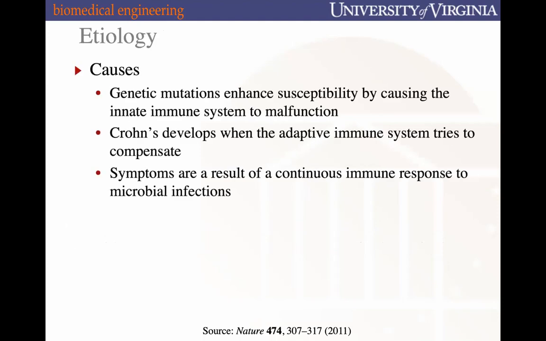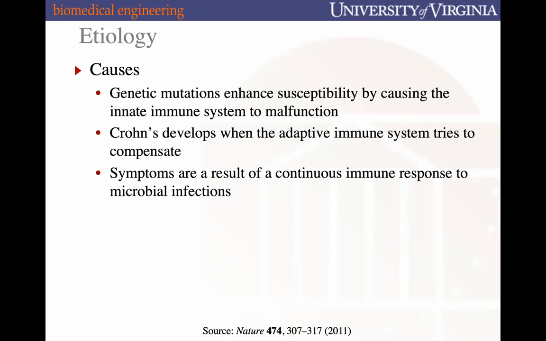The etiology of the disease. So we talked before about monogenic diseases like sickle cell. Crohn's disease is considered a polygenic disease, that there are multiple genes associated with Crohn's disease, and that these multiple genes have mutations that enhance the susceptibility of a patient to develop it. And these mutations typically lead to malfunctions in the innate immune system. What ends up happening is that these malfunctions in the innate immune system lead to the inability for our innate immune system to function as it should, and it leads to an overcompensation of the adaptive immune system.